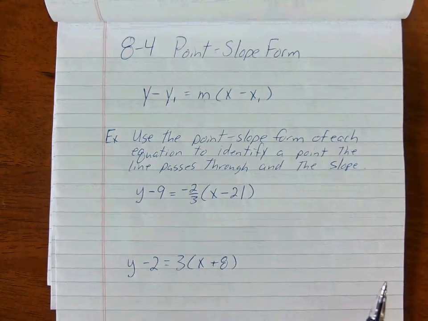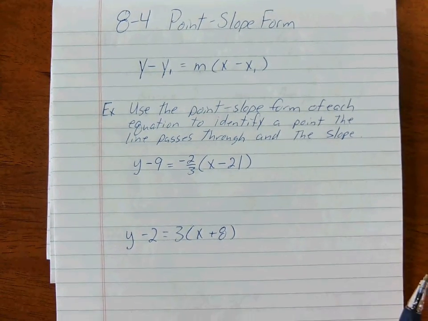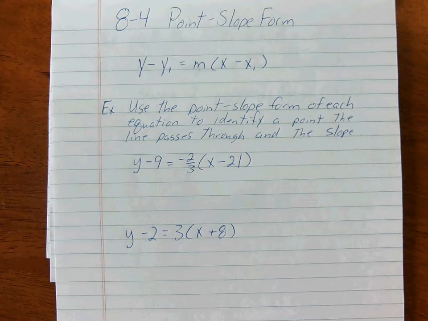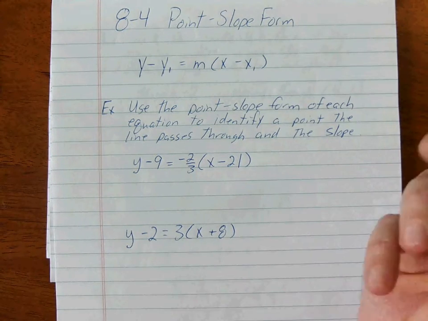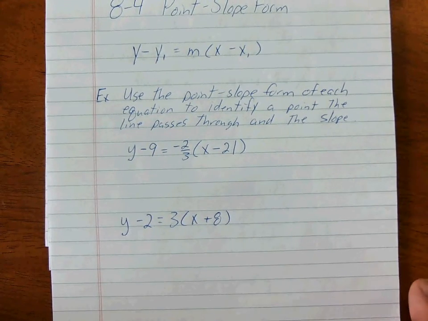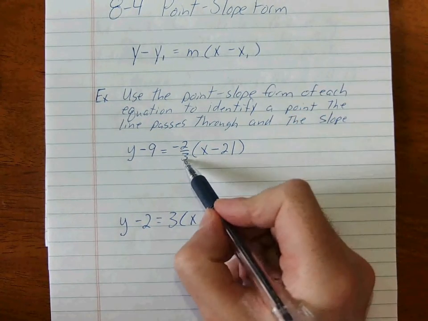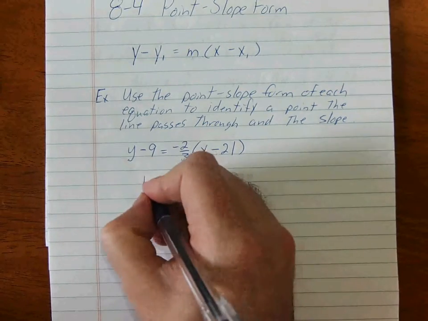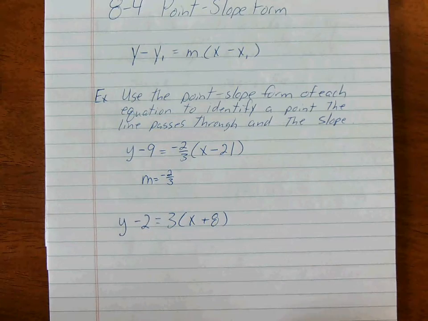So our first example here, it says use the point slope form of each equation to identify the point the line passes through and the slope. So all that you're going to do, you're not going to do any calculations for this, you're just going to find the slope. So remember, your slope is m, right here is your m. So one answer is going to be slope is 2/3.